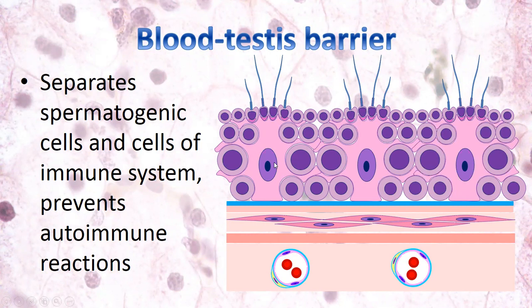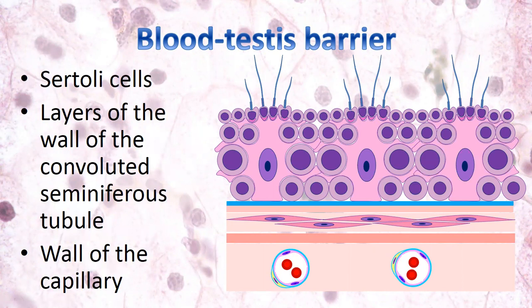It prevents autoimmune reactions because the immune system may damage own spermatogenic cells. So the adluminal compartment includes haploid spermatogenic cells and primary spermatocytes in the process of meiosis when they have entered meiosis, to prevent autoimmune reactions and to prevent killing of own spermatogenic cells by the immune system.